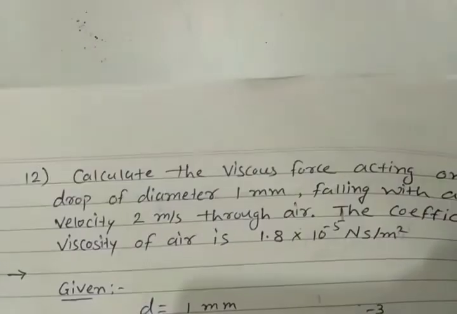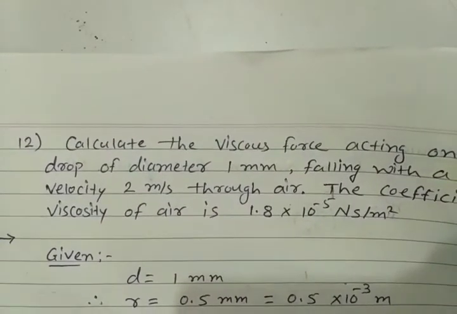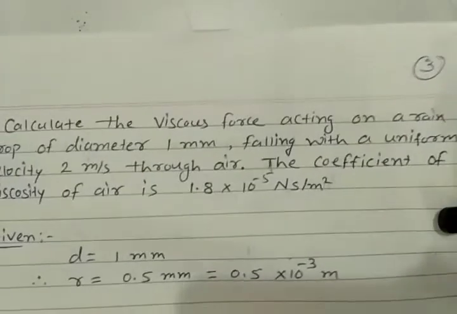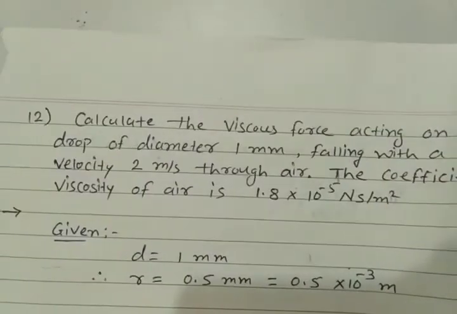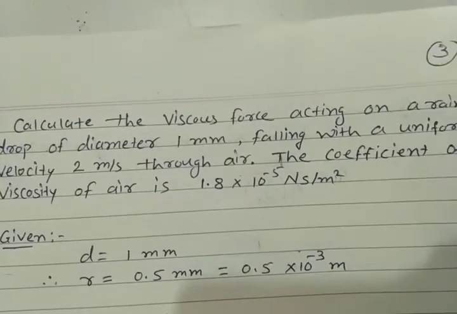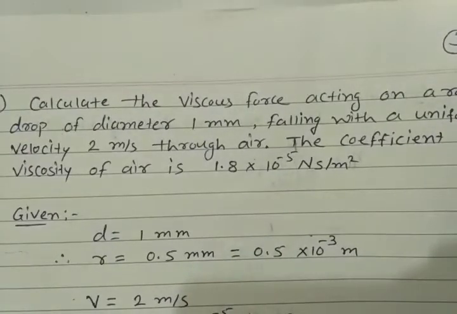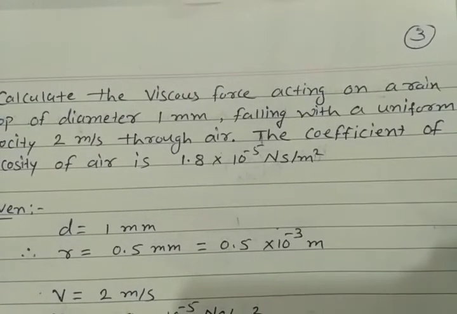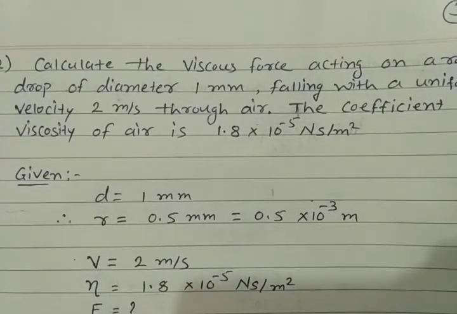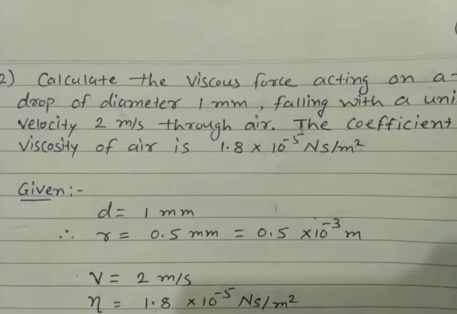Now 12th numerical. Calculate the viscous force acting on a raindrop of diameter 1 millimeter falling with a uniform velocity 2 meter per second through air. The coefficient of viscosity of air is 1.8 into 10 raised to minus 5 Newton second per meter square. So this is the numerical. We have to find out the viscous force.